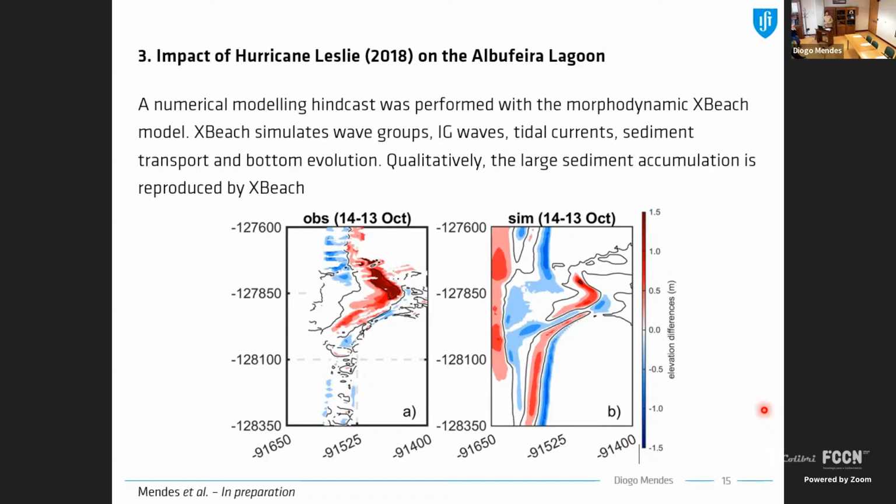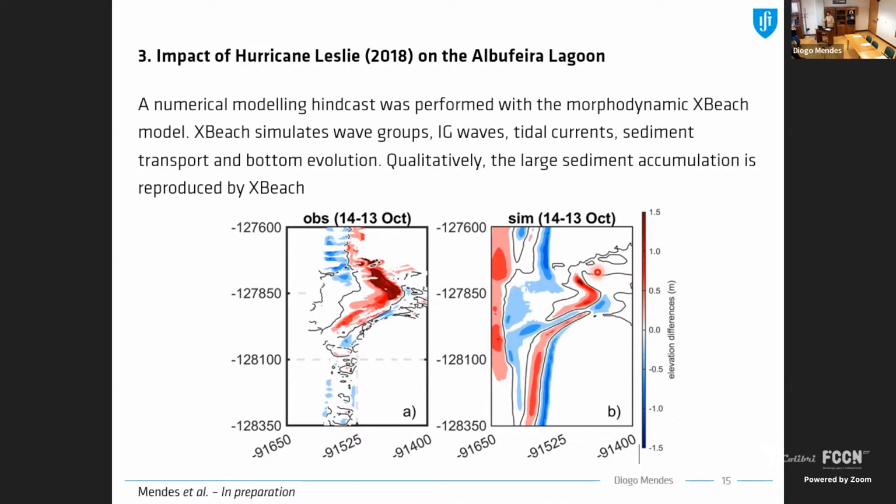So numerical modeling was performed with the morphodynamic XBeach model. This model is able to simulate waves, currents, sediment transport, and bottom evolution in coastal areas. On your left, you see the observed difference map, and on the right, you see the simulated difference map for exactly the same period. You can see some patterns. Qualitatively, the model is able to reproduce this large accumulation that takes place close to the northern spit, although you can also detect some limitations of this morphodynamic model.